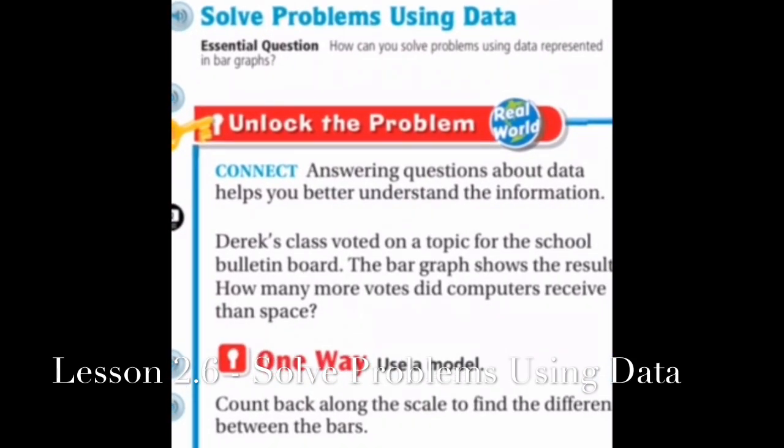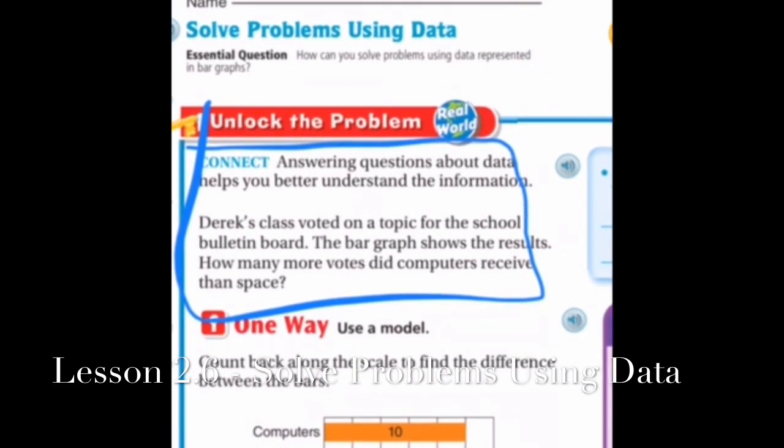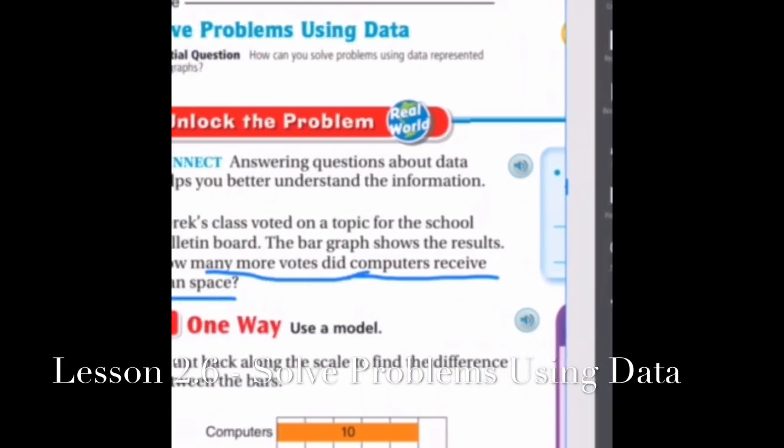Let's look at unlock the problem here. We'll read that little spot right there inside the rectangle. It says answering questions about data helps you better understand the information. Derek's class voted on a topic for the school bulletin board. The bar graph shows the results. How many more votes did computers receive than space?